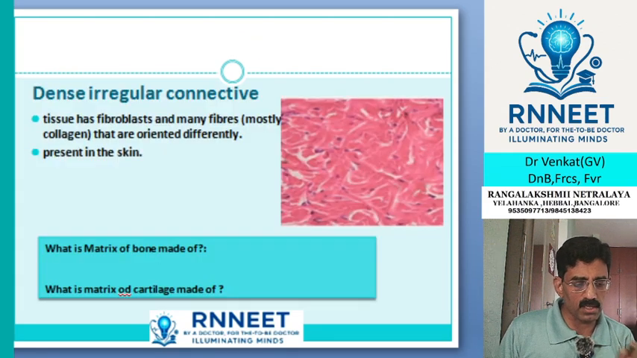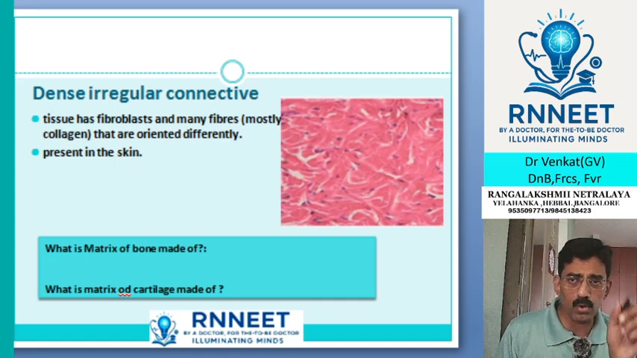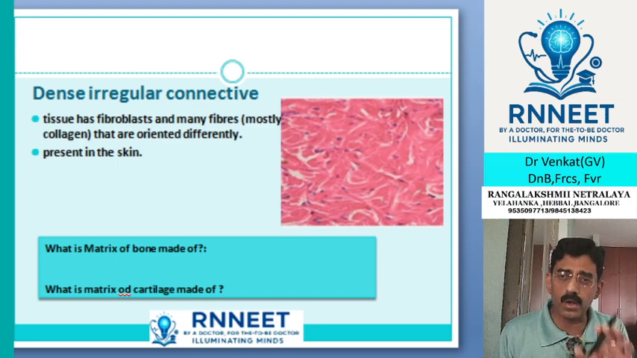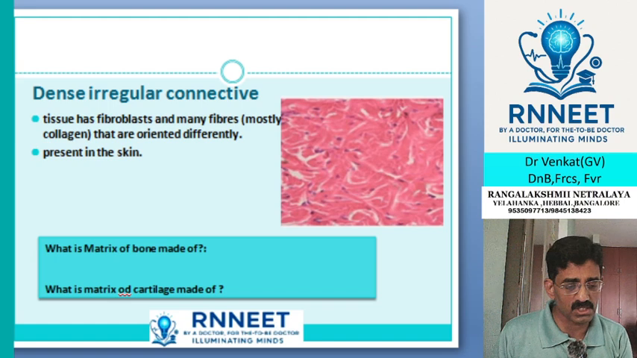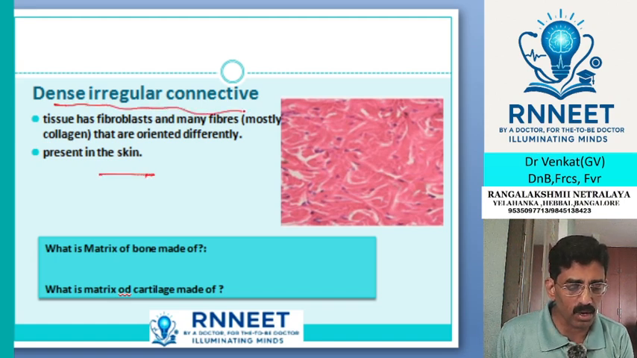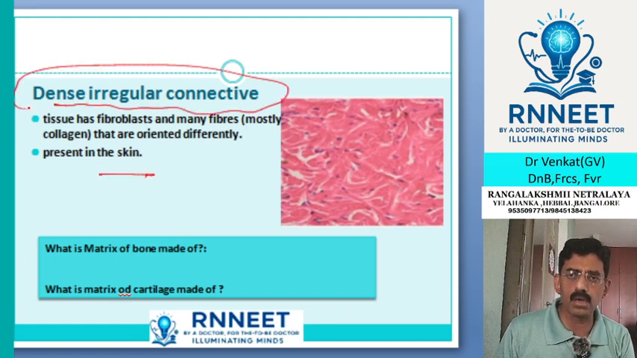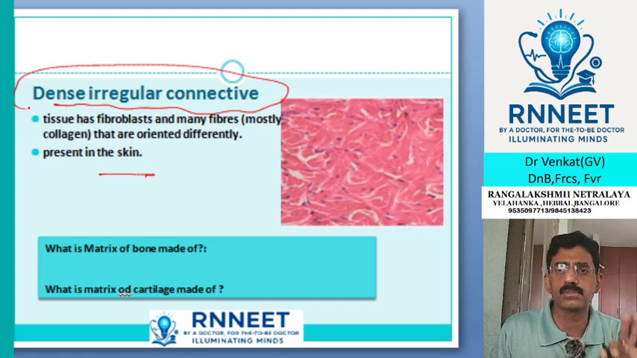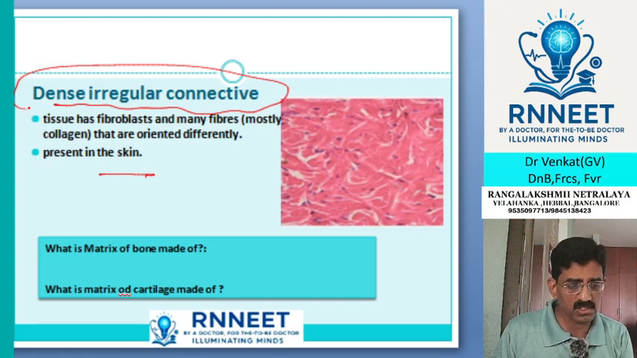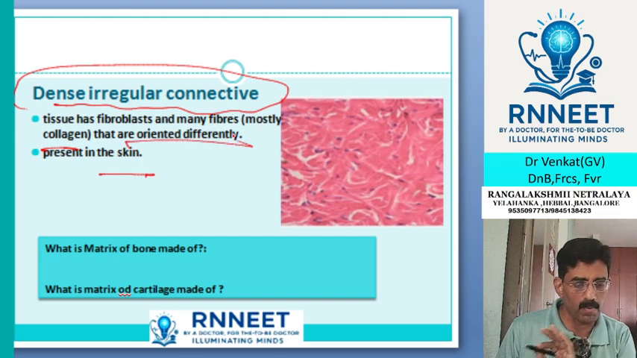Now we'll go to the other important part, which is dense irregular connective tissue. You already know there is dense regular tissue: regular ones are your bone and tendon. But there are also tissues present in the skin, which are dense irregular connective tissue. Why is it irregular? It is the same as your areolar tissue, but more dense. So there are more fibroblasts and more fibers, and these fibers are typically collagen, which are oriented in different directions. Okay, let's look at some important questions.